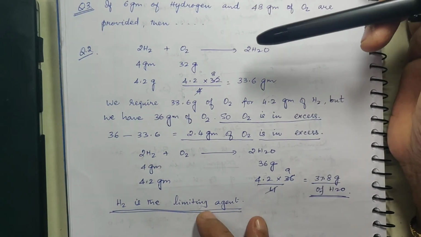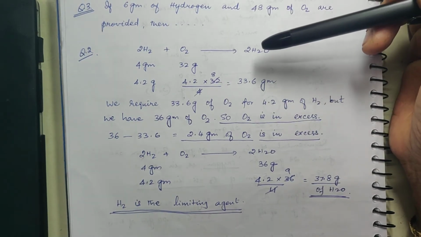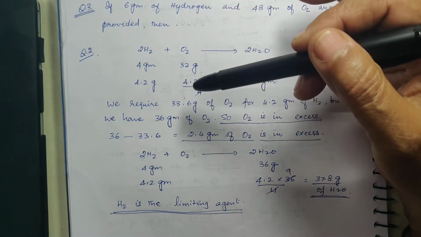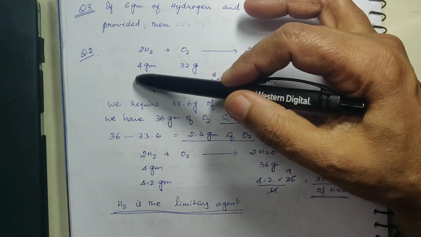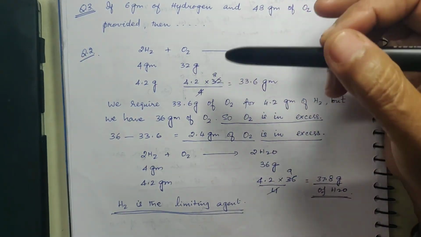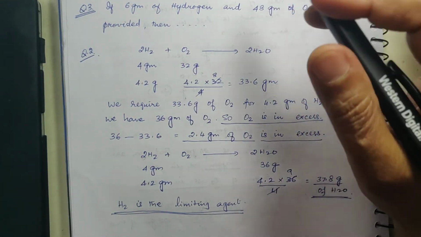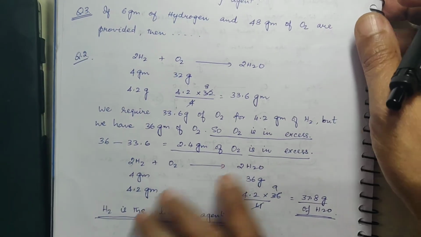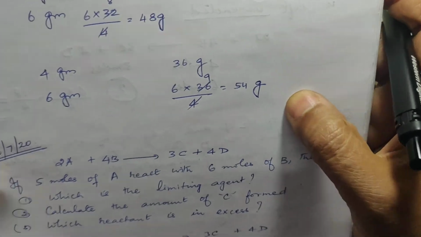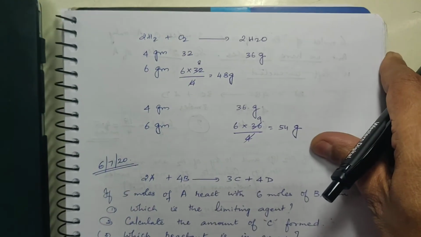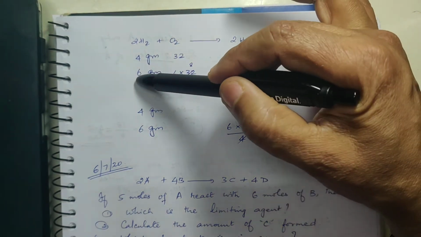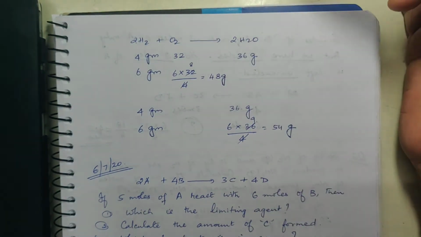Now you have been given 6 grams. So if 6 grams of hydrogen is there, then how much will 6 gram consume, you have to find out. This is not the same solution I am showing. Is that clear? This is something else. If you want me to show that, 4 gram requires 32 gram. So 6 gram requires 48 grams.